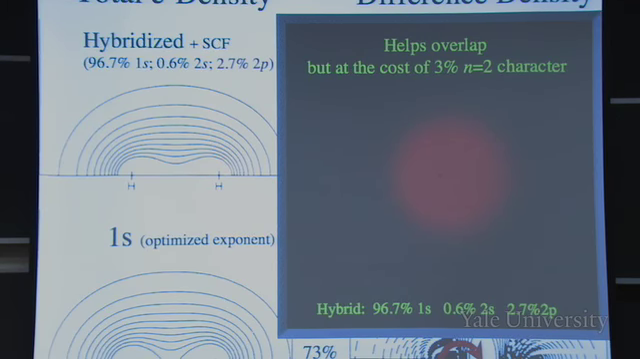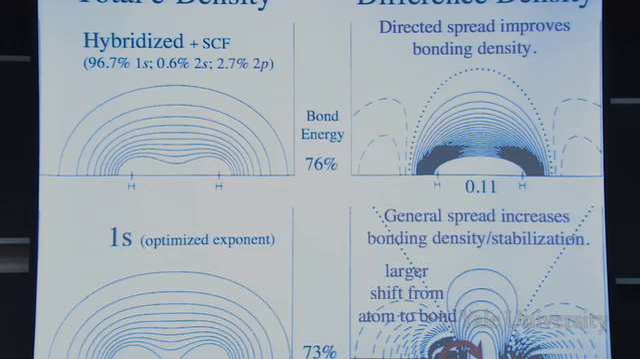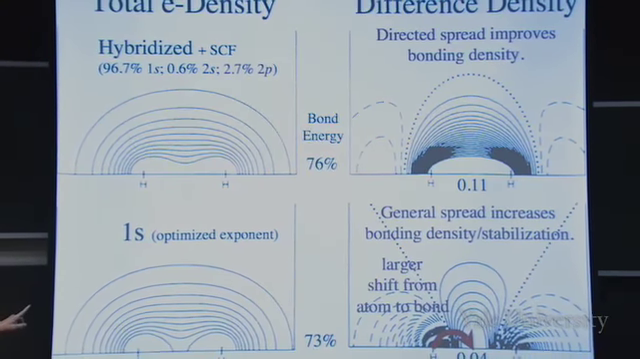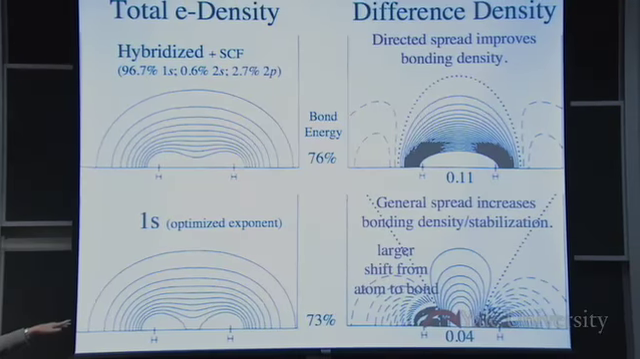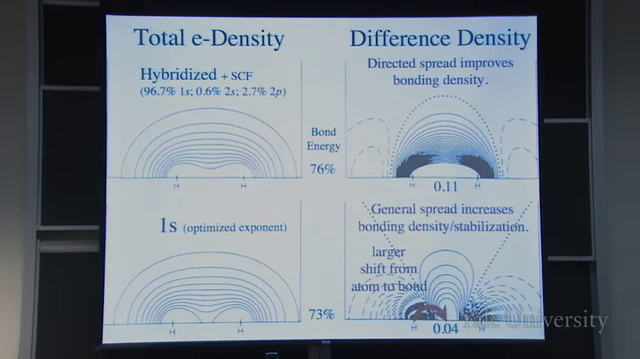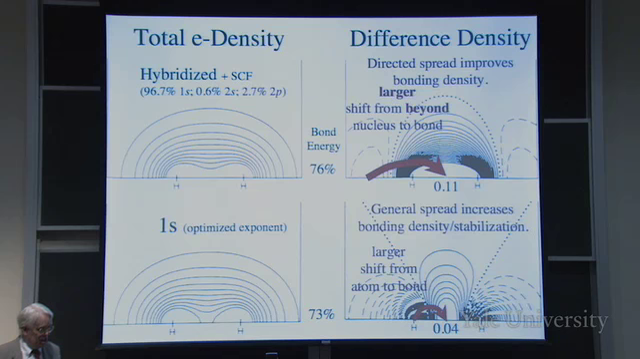But it requires the atom to be a little bit less happy as an atom because it's partly 2s and 2p now. The electrons are further from the nucleus, but you make up for that by having a better bond. Now notice that didn't change the energy very much. It went from 73% to 76%. We were already about the right energy, but it changed the density a lot to be what we want it to be. So there's a much bigger shift, and it's now from beyond the nucleus into the bond.